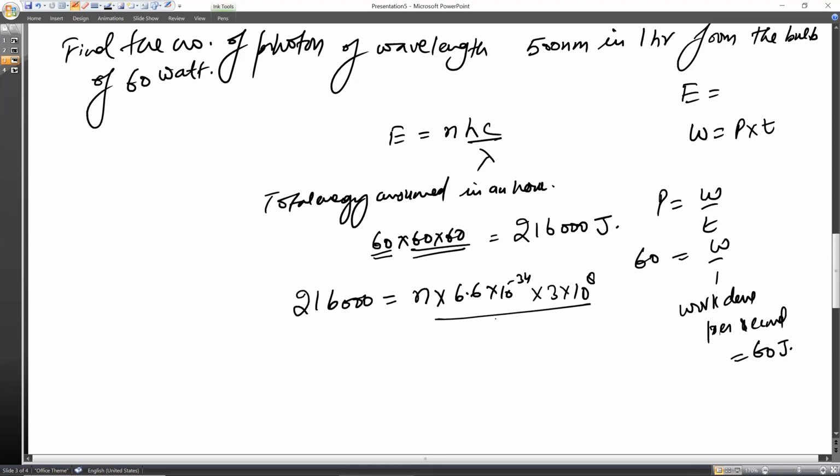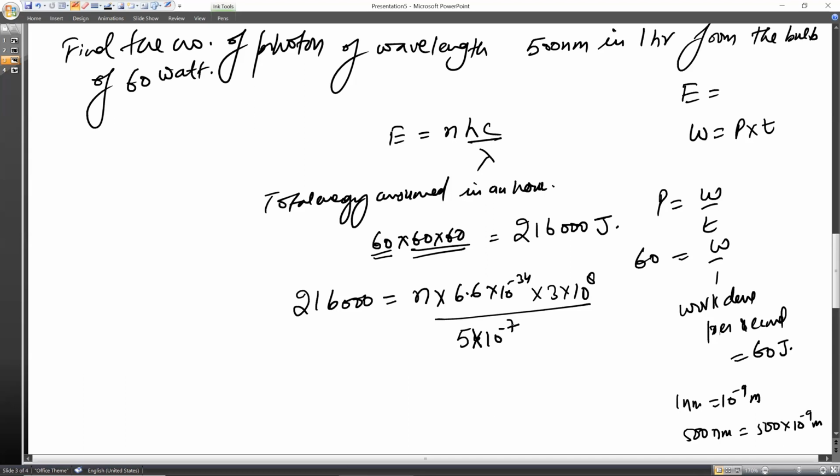So you have to convert it into meters. You know 1 nanometer is equal to 10 raised to the power minus 9 meter. So 500 nanometer is equal to 500 into 10 to power minus 9 meter. So 2 decimals will shift here, and we'll get 5 into 10 to power minus 7. You understood? Yes, sir. Okay, then tell me what's the answer.